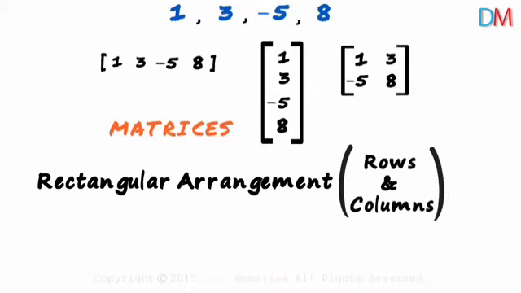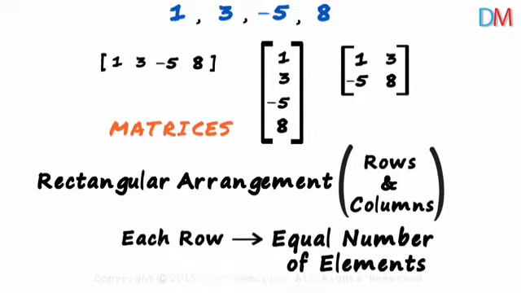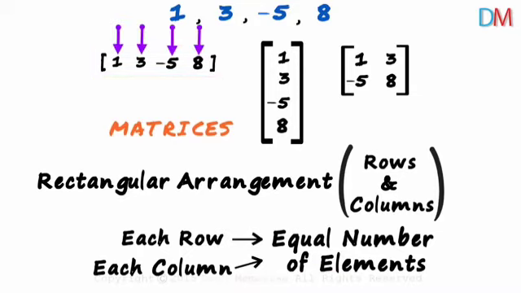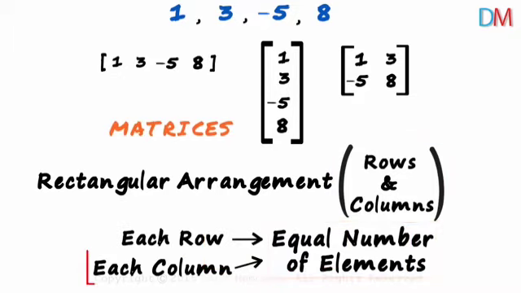But there is one important condition we need to keep in mind. Each row needs to have equal number of elements. For instance, in the second matrix, each row has 1 element, and in the third matrix, each row has 2 elements. And each column also needs to have equal number of elements. In the first matrix, each column has 1 element. The second matrix has just 1 column, so it doesn't matter. And in the third one, each column has 2 elements. So a matrix is a rectangular arrangement of rows and columns in which each row has equal number of elements and each column as well has equal number of elements.